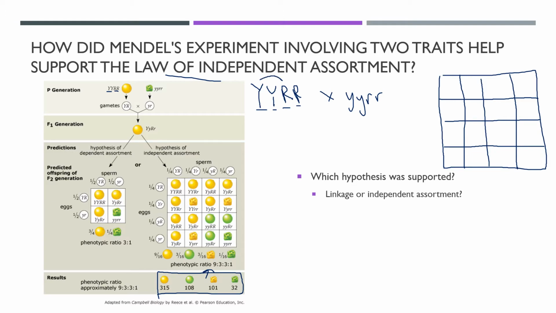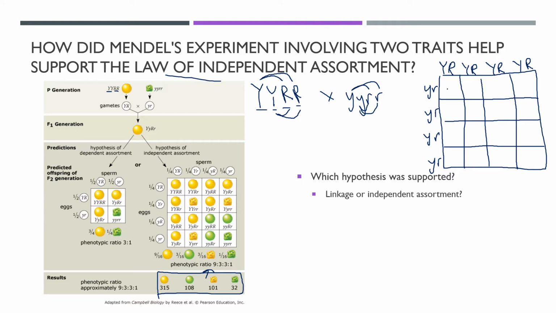And I like to do the foiling method. So one combination that we could get is this. Another combination could be this. Another combination could be that. And the last combination could be that. Okay, so let's do the same thing at this one right here. So we have little y, little r. Little y, little r, little y, little r.